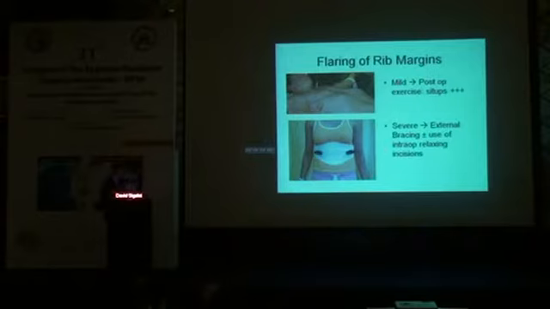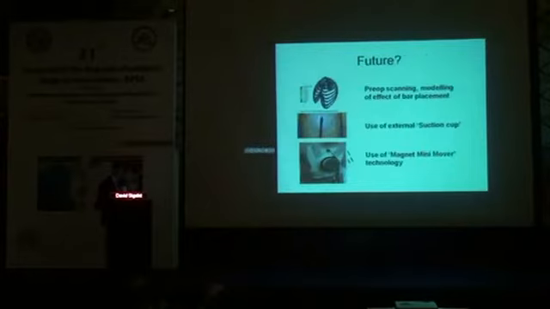The last problem I'll talk about is we often would have the case where we put the bar in and we end up with this flaring of the ribs here, and that would become the issue. So with a more moderate case like this, we would put them on an exercise program. If it was more severe, we would actually brace them for 6 months afterwards, and it worked very well. So you have a brace on the inside here and an external brace compressing on the outside.